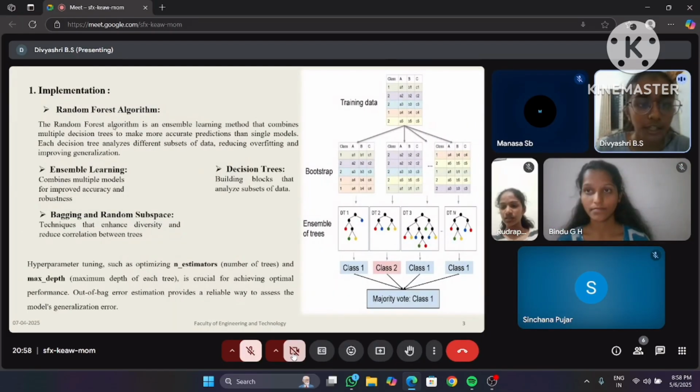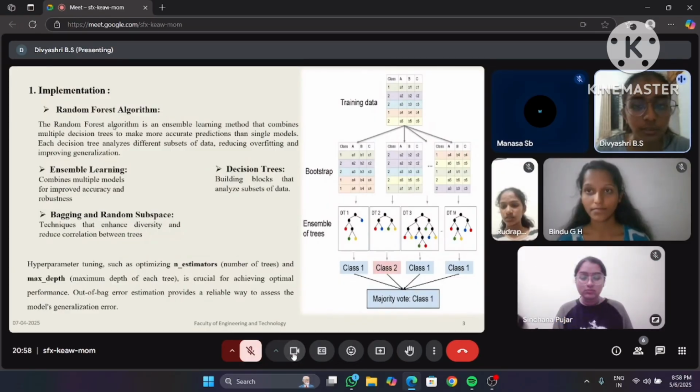Now coming to the implementation, we have implemented a random forest algorithm. The random forest algorithm is an ensemble machine learning method that combines multiple decision trees to make more accurate predictions than a single model. Each decision tree analyzes a different subset of the data, which reduces overfitting and improves generalization. So ensemble learning combines multiple decision trees for improved accuracy and robustness. Decision trees are the building blocks that analyze a subset of data to make predictions.